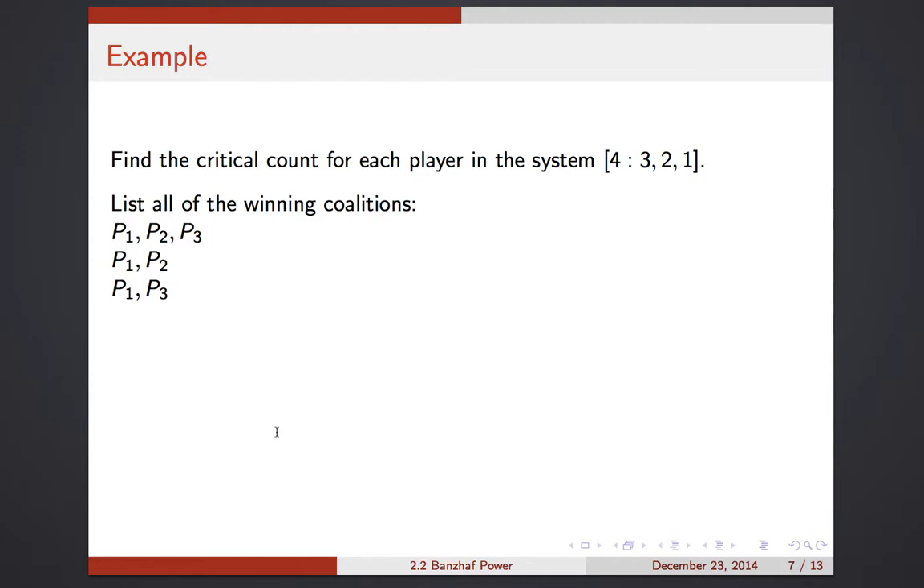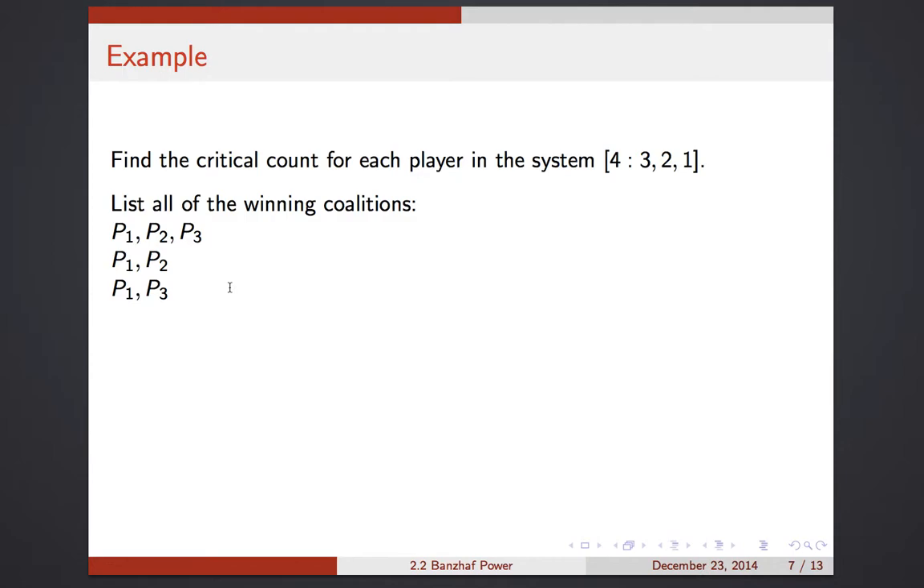So let's do this. Let's find the critical count for each player in this system. Well, if you want to do that, the first thing you have to do is list all of the winning coalitions. And I've done that for you. P1, P2, P3 is winning, right? That's 6 votes, and 6 votes is enough to pass. P1, P2 is winning because 3 plus 2 is 5, which is bigger than 4. And P1, P3 is winning because 3 plus 1 is 4. So P1 and P3 have enough votes to pass a motion if they want to.